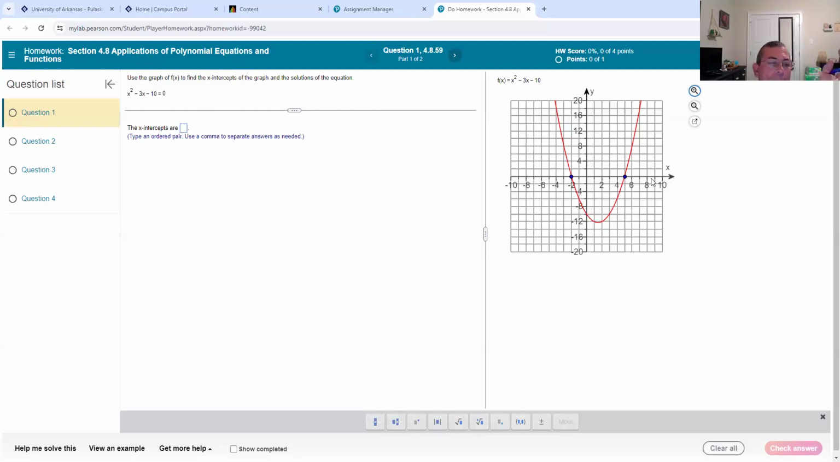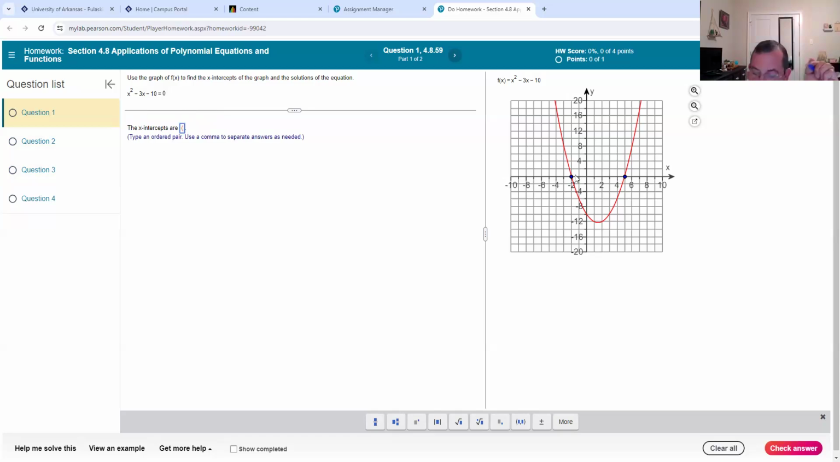What I want to know is, what are the x-intercepts of this graph? There's 2 x-intercepts, they got them blue dots on. So what I need to know is, this first x-intercept on the left, what is it? And notice it says type of ordered pair. So you're going to come up here and do parentheses for your ordered pair. So we just want to know what that point is.